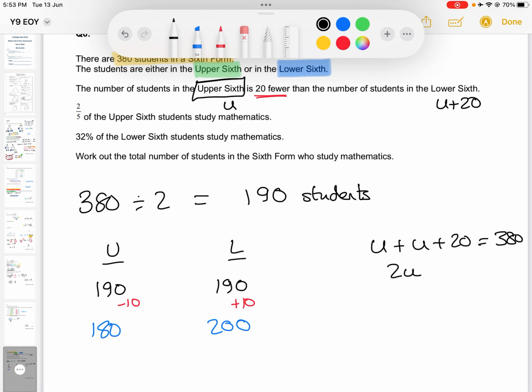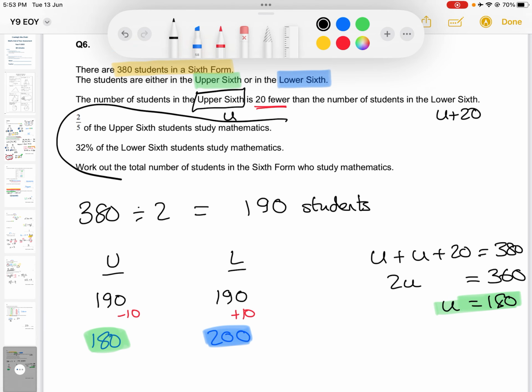The two U's add together. If we take 20 away from both sides, we get 360. And then when we half both sides, we get 180, like so, for the upper sixth. We then add 20 in order to get the lower sixth, which is 200. Either way, however you get your 180 and 200, you're ready to do the maths involving all of the other stuff here.